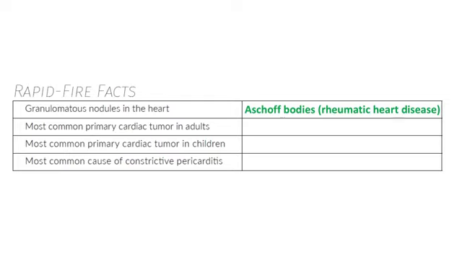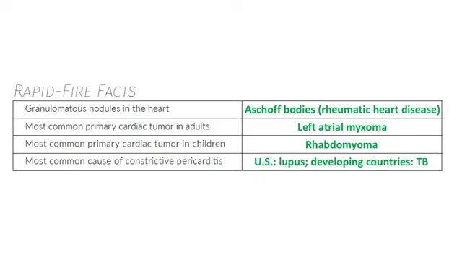The most common primary cardiac tumor in adults is a left atrial myxoma. The most common primary cardiac tumor in children is a rhabdomyoma. And the most common cause of constrictive pericarditis in the U.S., it's lupus. In developing countries, it's tuberculosis.